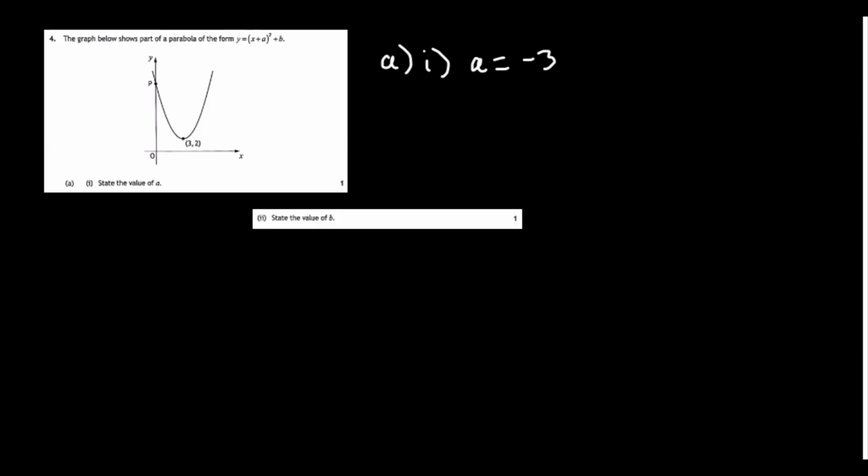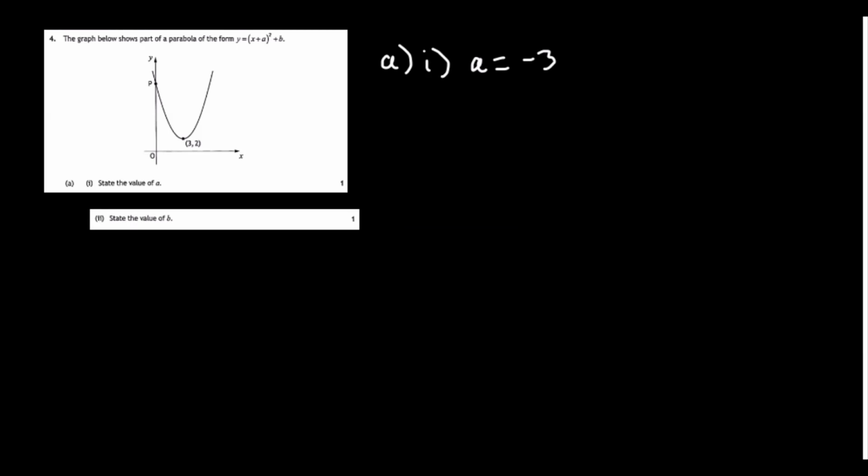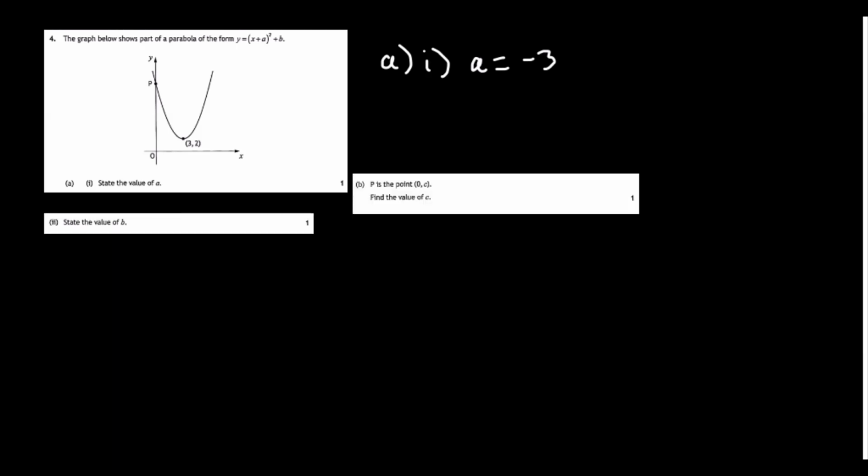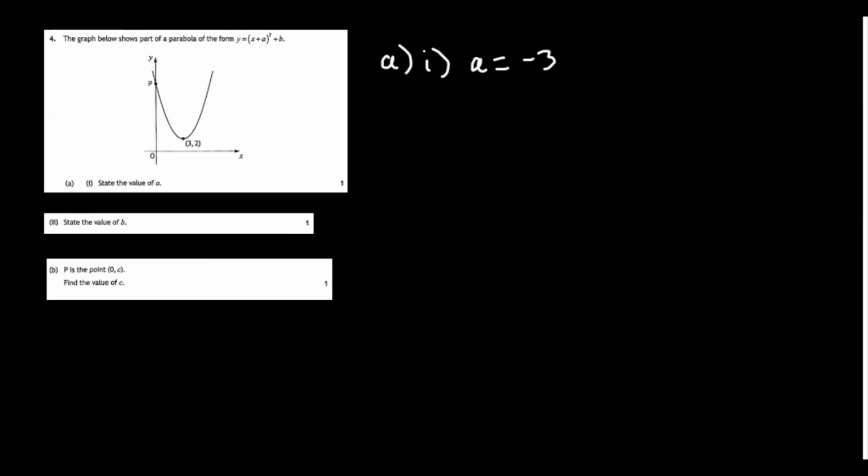And then part 2 is state the value of b. Okay, let's do part 2. So the value of b would just be the y coordinate of the turning point, so it would just be 2.